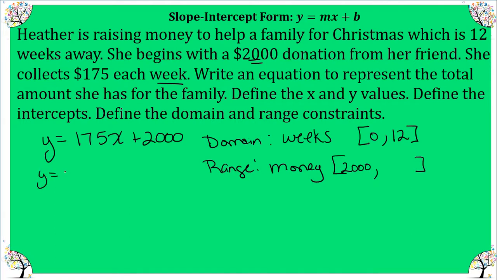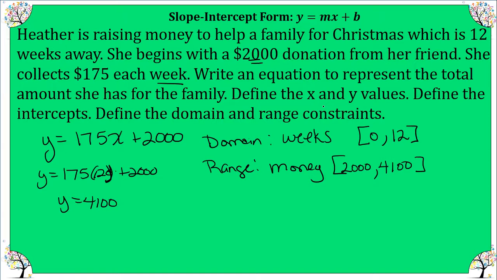So Y is going to be 175 times the 12 weeks. So again, X is weeks, plus the 2,000. So we're going to say 175. Let's get our calculator out. 175 times the 12 weeks she has before Christmas is 2,100 plus the 2,000 upfront donation. So the total amount that she's going to collect for the family is 4,100. And so here is our range.